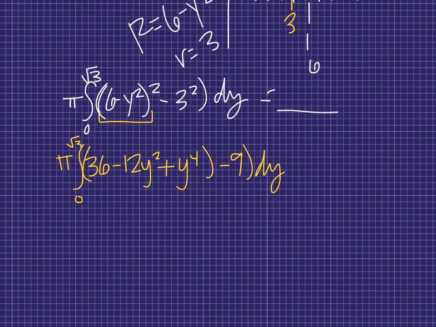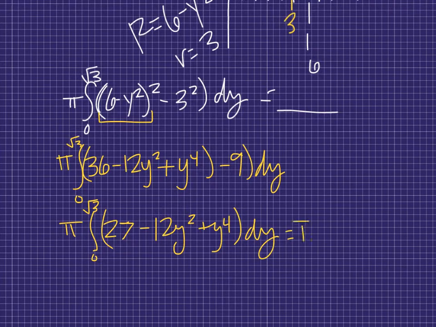Okay, so I'm here. I can actually subtract the 9, so I get 27 minus 12y squared plus y to the 4th dy. And if I take the integral of that, the pi will stay in the front, but then I'll have 27y minus, it'll end up being 4y cubed because it's like y cubed over 3, and then it'll be 12 divided by 3. Plus 1/5 y to the 5th, and you would need to evaluate this from 0 to square root of 3.